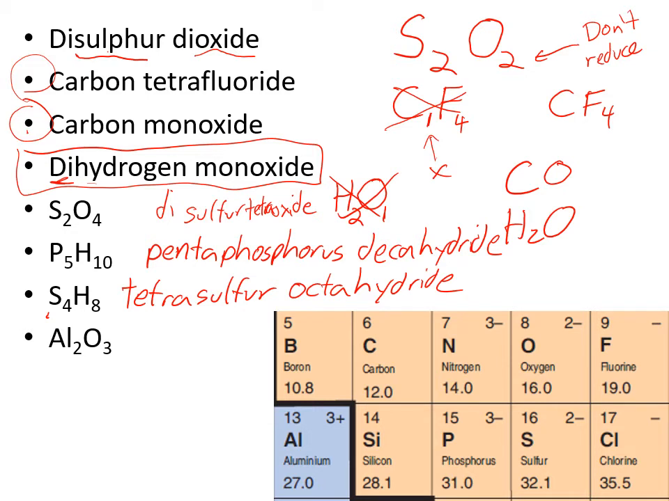Now, here is the interesting one right here. We have Al. Aluminum is a metal. This is ionic, not covalent. So it doesn't get any of this mono, di, tri, tetra, penta, hexa, hepta, octa, nona, deca. Okay, it doesn't get any of those kind of fancy names. It gets that name that we learned before. That's just called aluminum oxide.